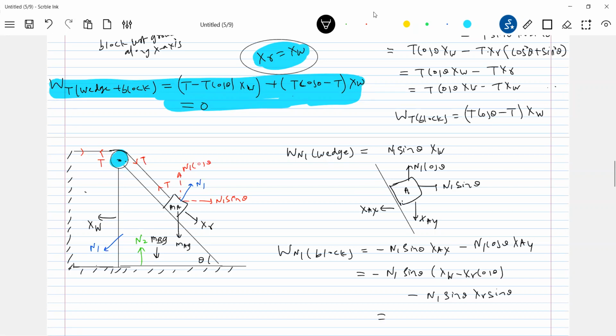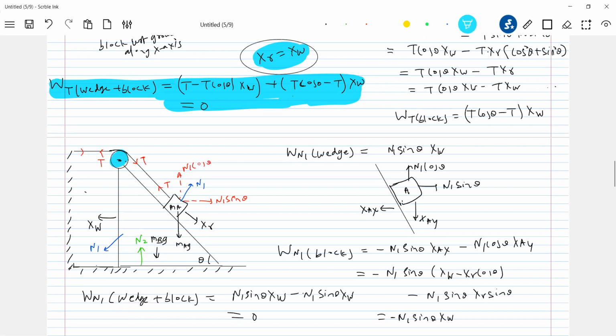So finally I'll end up with only n1 sin theta, remaining all cancel out. So net work done by normal contact on the block, on the wedge plus block. How much should it be? n1 sin theta x W. So it has become 0, you see, finally. So we have to be very careful, no? We can't take things for granted. Definitely in advance, they will ask you problems where you'll go wrong.